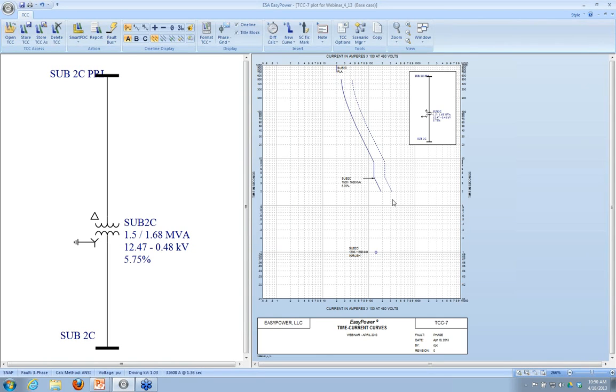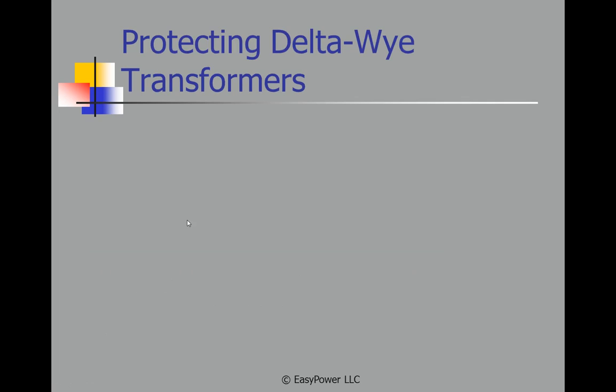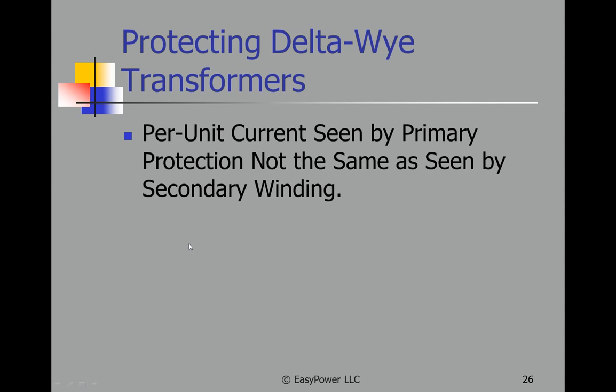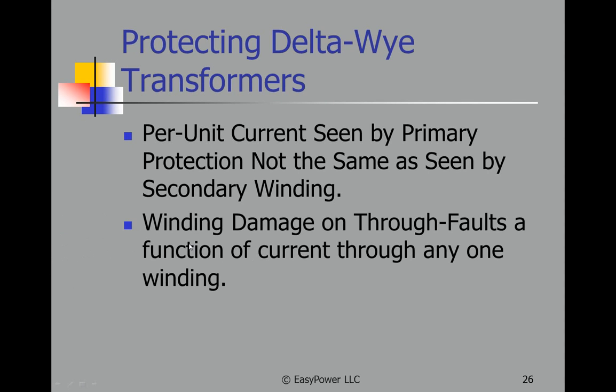Okay, so we have two curves here. Let's go back and talk about delta-wye transformers. When we're worrying about through faults and winding damage, we're worrying about the current through any one winding, primary or secondary. So we have to look at the highest current through any one winding for any particular fault.